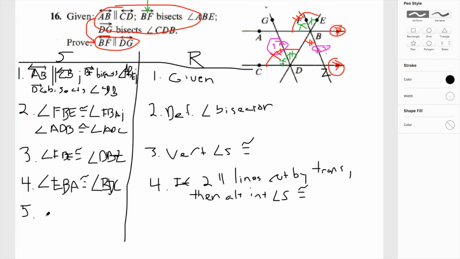And the way that we do that is because of the angle bisector theorem, that we can actually say that twice the measure of angle CDB equals the measure of angle BDC, and twice the measure of angle EBF.